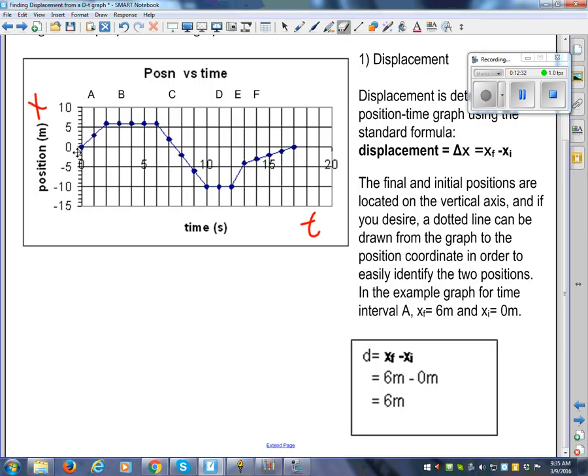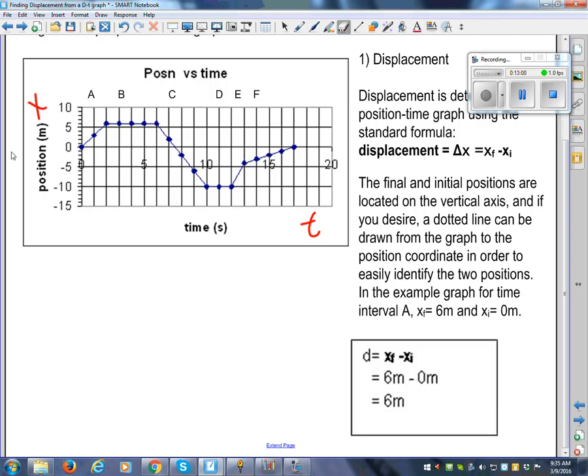What's the final position? 6. Am I looking at the time? No, I'm looking at the y, the position here, right? So it's plus 6. The final position is 6. What was the initial position? 0. 6 minus 0 is 6. I went to the right 6. Don't say you go up 6. Why is it going up?